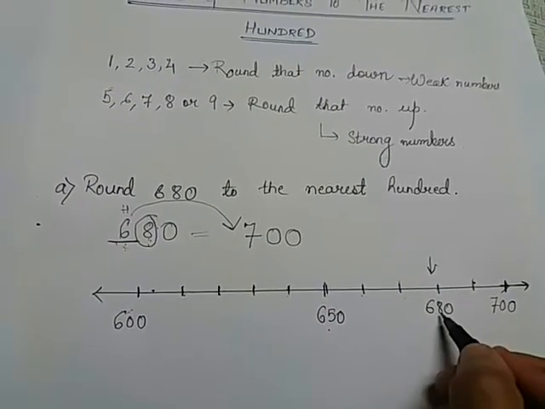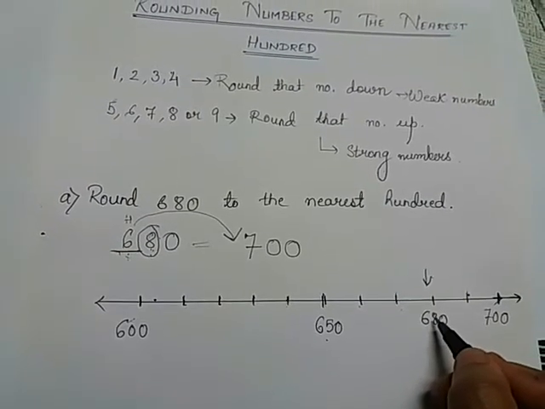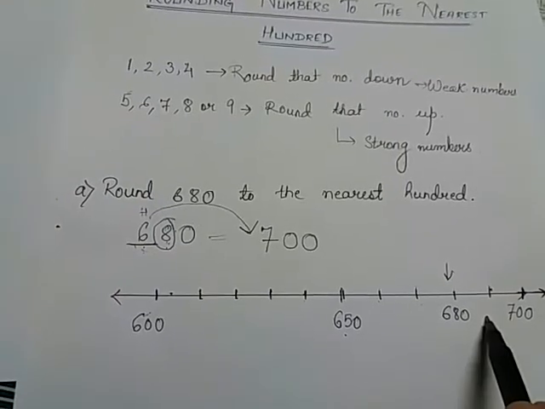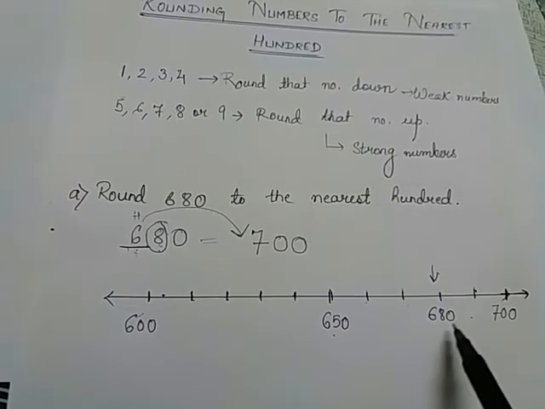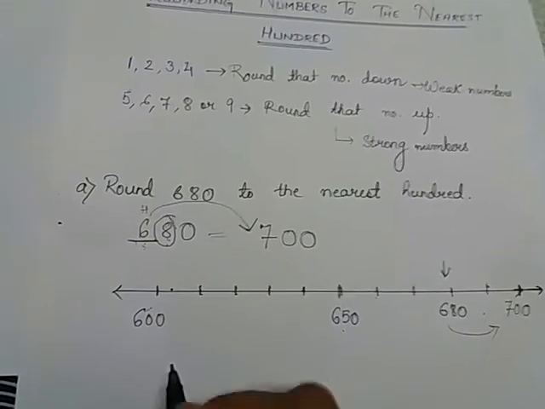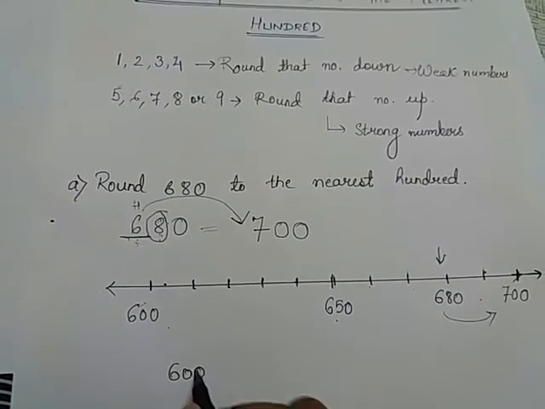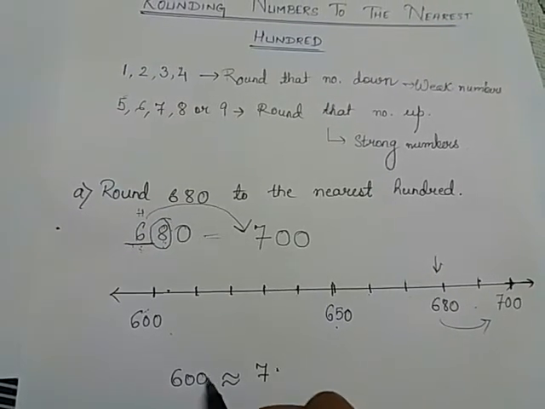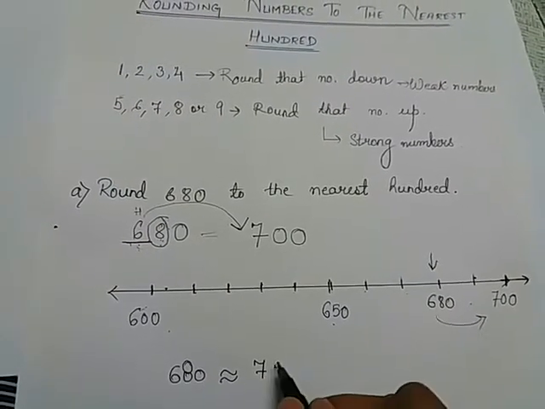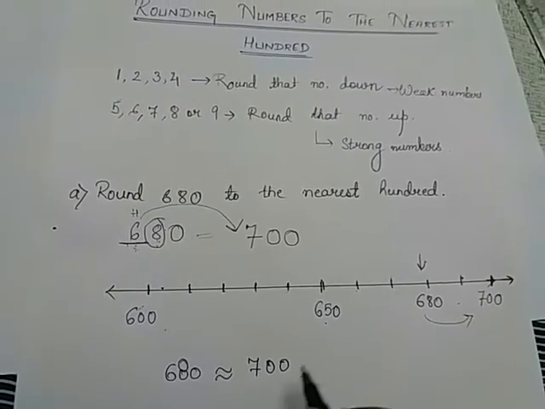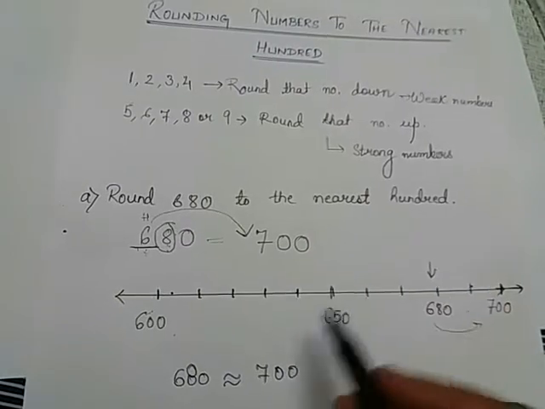Now we can say that 680 is more than halfway between 600 and 700. Also, it is nearer to 700 than 600. So we can say that 680 is approximately equal to 700 when rounded to the nearest 100.